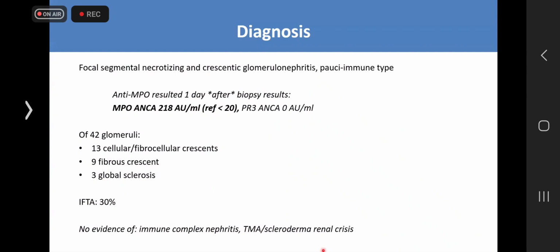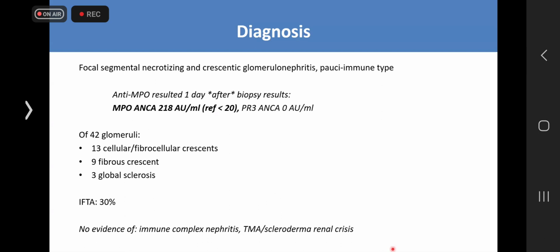And next slide. So this case was diagnosed as a pauci-immune focal segmental necrotizing and crescentic GN. So this is a typical finding that we see with ANCA vasculitis. And the findings are both active and chronic. So among 42 glomeruli, 13 showed active crescents and 9 showed inactive crescents. Importantly, there was no evidence of immune complex mediated GN, such as lupus nephritis, and there was no evidence of TMA, which is a finding that you see with scleroderma renal crisis.